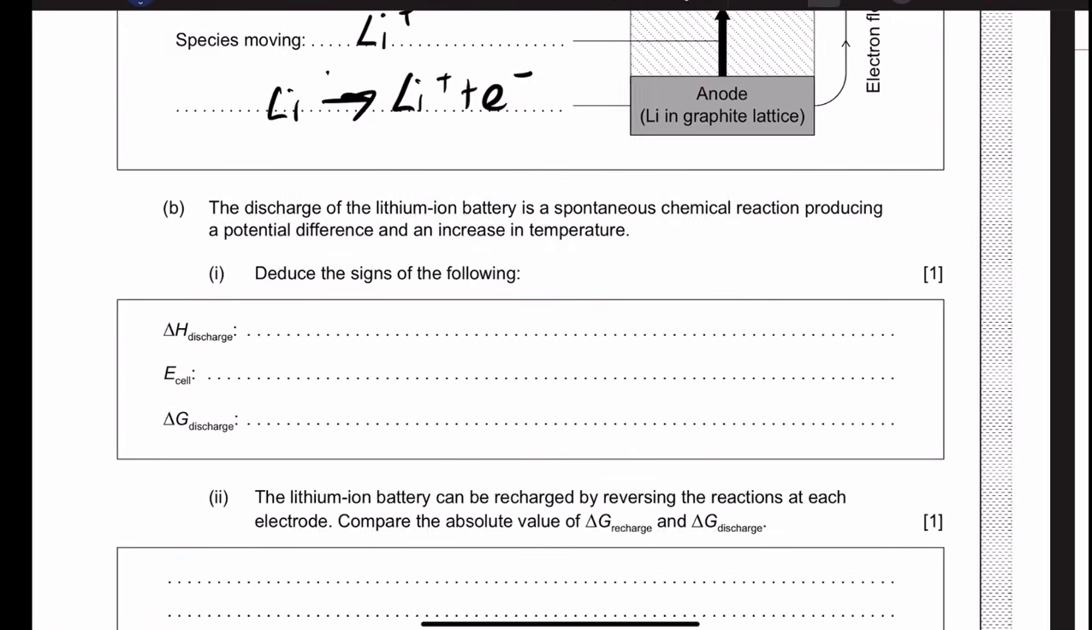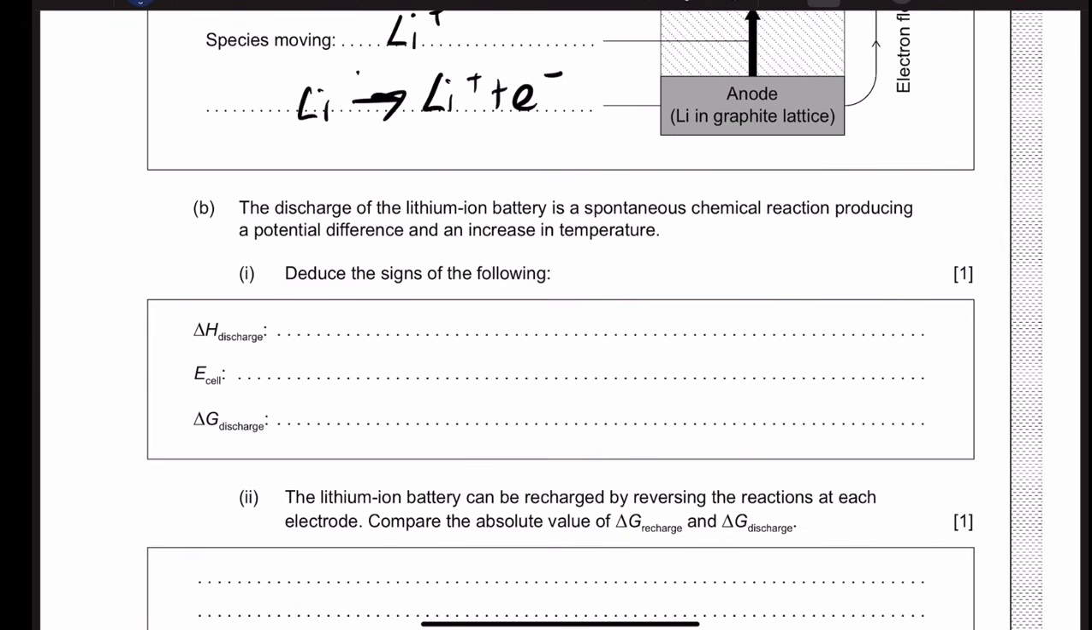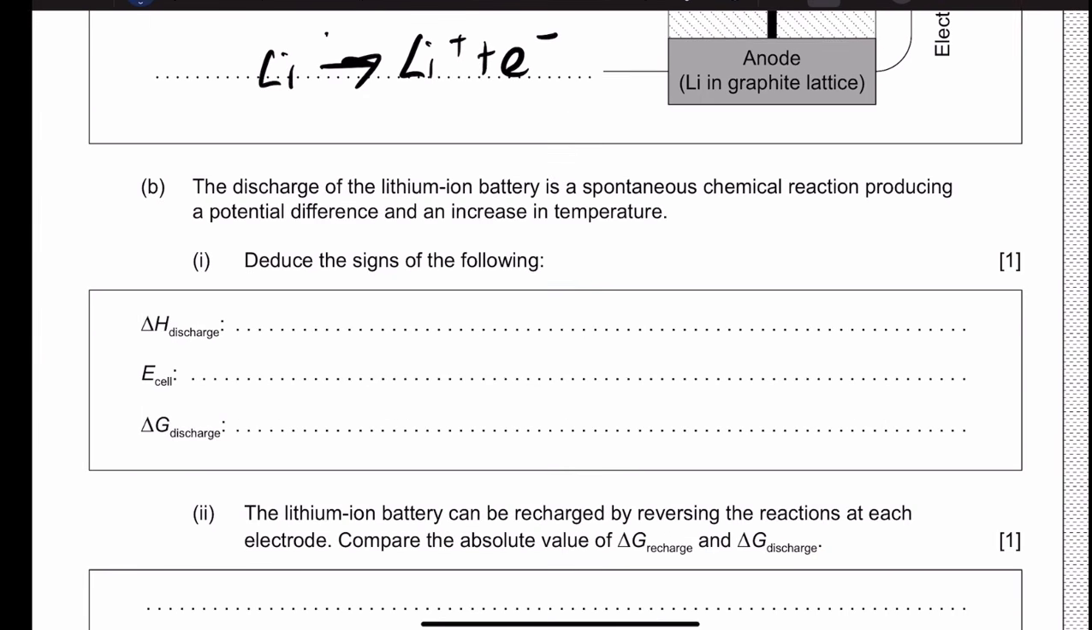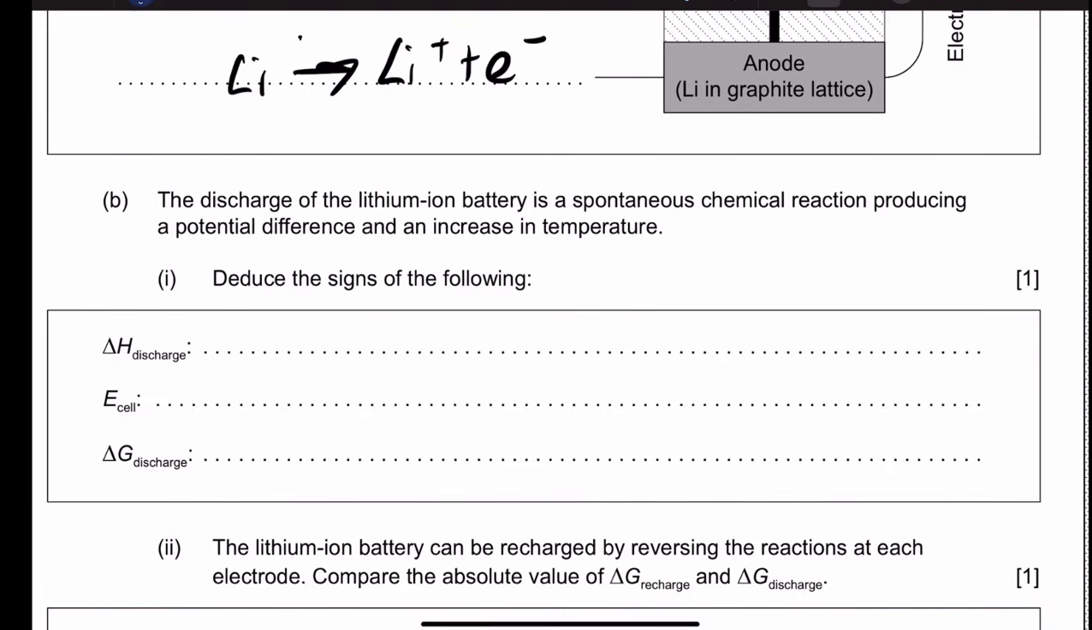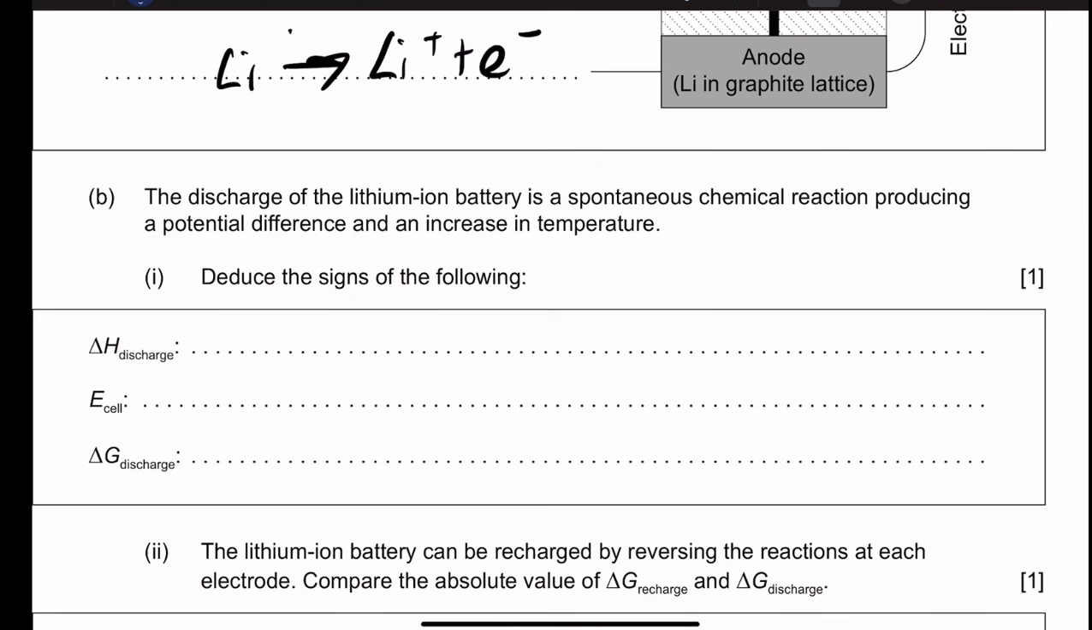The discharge of the lithium-ion battery is a spontaneous chemical reaction producing a potential difference and an increase in temperature. Deduce the signs of the following. So the delta H of the discharge is spontaneous, right? It's spontaneous, and we know that it produces a potential difference and an increase in temperature. So that's all the information that we need to get this answer.